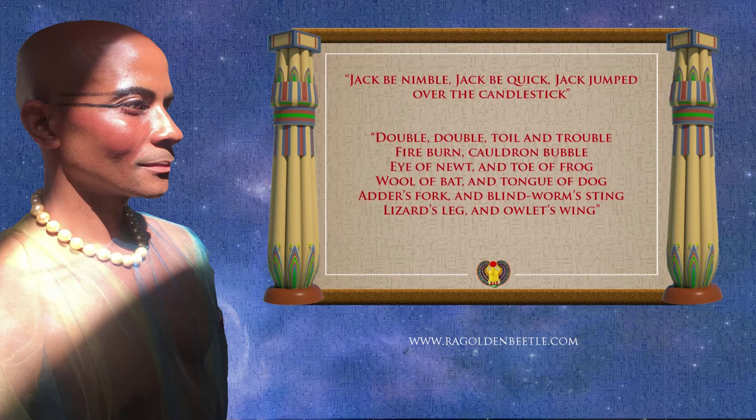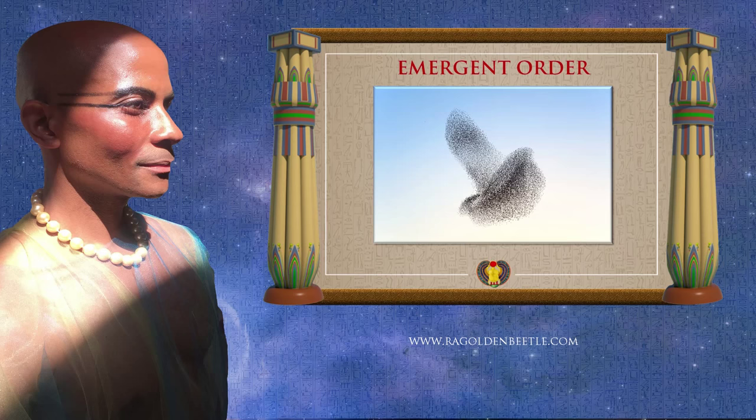Okay, the next word we have here is emergent order. Emergent order. This is another feature of all complex systems. Basically, it means that patterns will pop up spontaneously. In a complex system, you will find patterns and structure and order coming out of nowhere, from within the system itself. The patterns bloom out of nowhere.